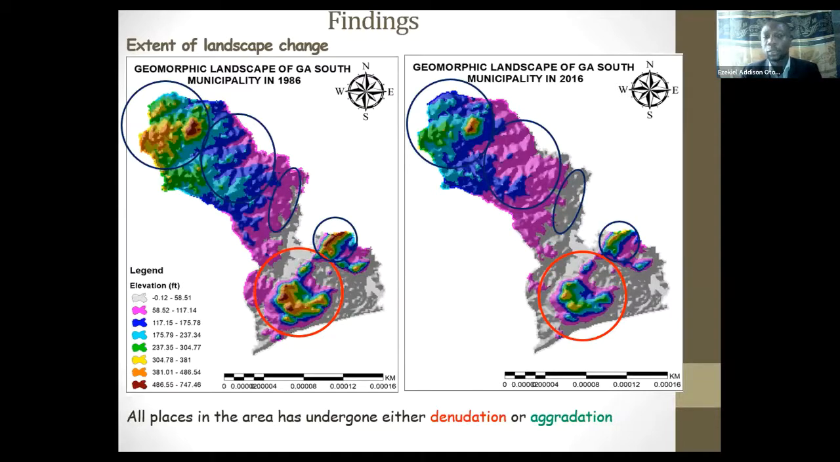In the analysis, it was discovered that all places in the area have either undergone denudation or aggradation. Mostly when we talk about the change in landscape, our minds are always drawn to denudation rather than aggradation. But it was discovered that both denudation and aggradation were going on within the municipality.